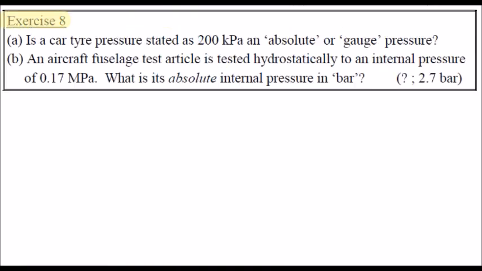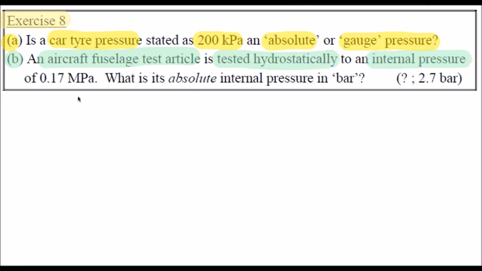Exercise 8, part A: is a car tire pressure stated at 200 kilopascals an absolute pressure or a gauge pressure? I'll let you consider that question. And part B: an aircraft fuselage test article is tested hydrostatically to an internal pressure of 0.17 megapascals. What would be the absolute internal pressure in bar? I'd encourage you to stop the presentation and think through exercise 8 for yourself, but I'll show you the answers on the following slide.